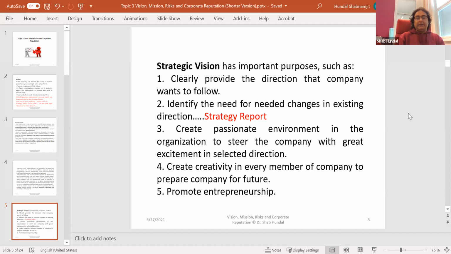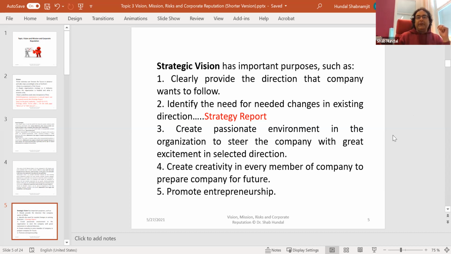The next point is that it creates a passionate environment in the organization to steer the company with great excitement in the selected direction. So it shows some kind of enthusiasm. It could be that they write in one sentence that our vision is to do this and that, and to do it, we are keen, we are hardworking, we are totally committed. So when you want to find the vision of the company which you have chosen, find out whether there is some passion or some commitment, or some kind of emotions you can feel.